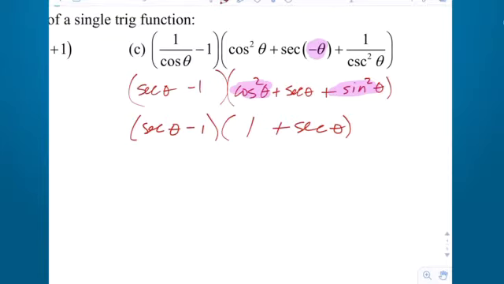Now what? The 1s divide out? What? Cancel. How?